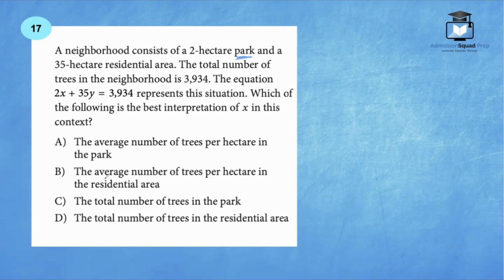So anything with residential area, we're going to get rid of. Now, since the equation is figuring out the total number of trees in the neighborhood, we need to figure out the average number of trees per hectare. That's going to be choice A. So X represents the average number of trees per hectare, specifically in the park.